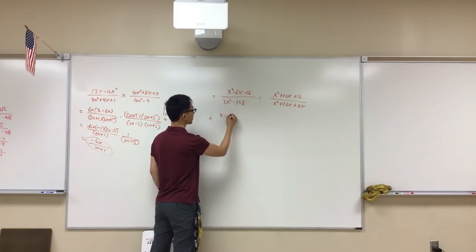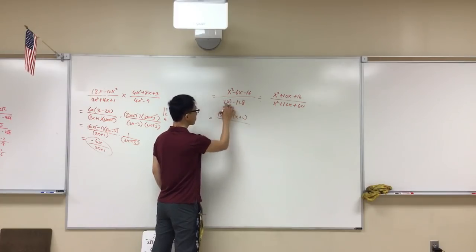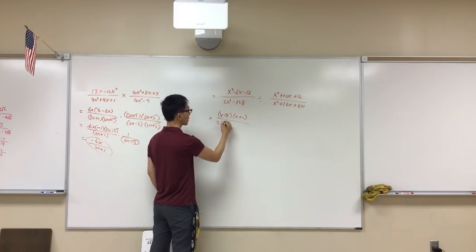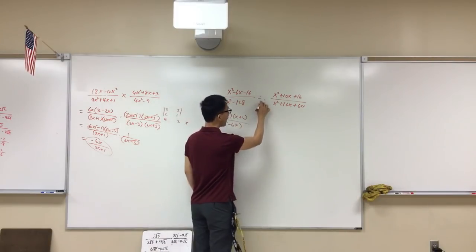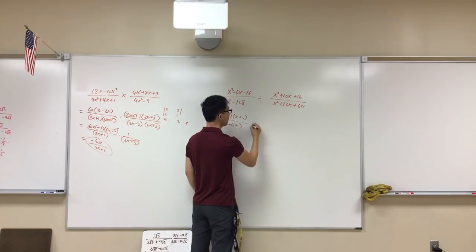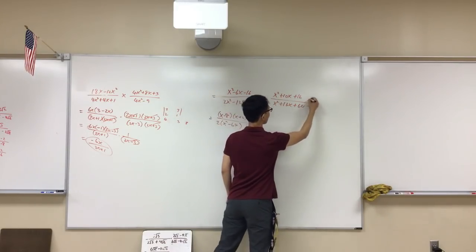So I think this one's going to be x minus 8, x plus 2. And this one I'm going to factor out 2, and it's going to give you x squared minus 64. Do you see that? Yeah. And divide, so I'm going to do times, and then flip this. So this one is on the top.